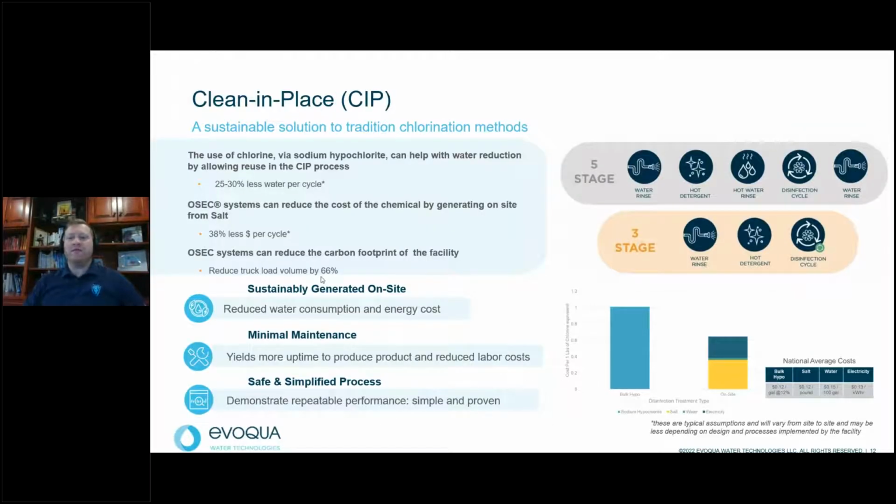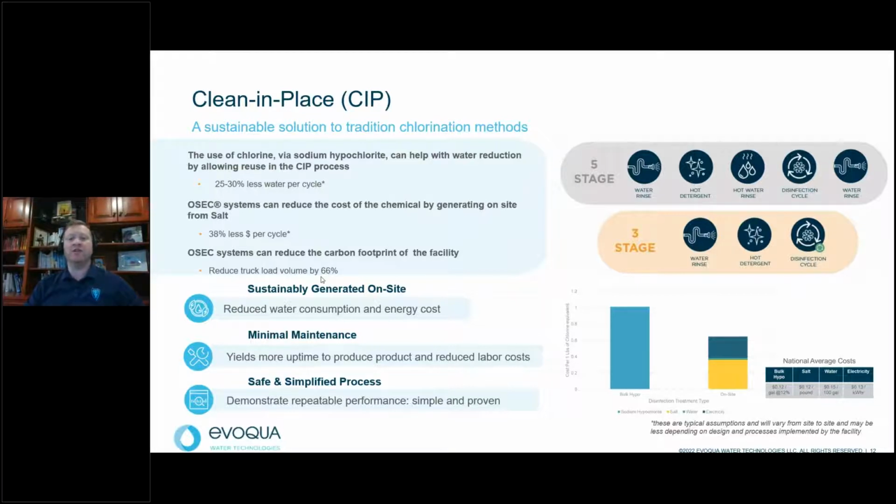So with chlorine-based disinfection methods like OSEC, you can start to provide a sustainable solution to reduce water consumption. Given the properties of chlorine, we have seen customers be able to reduce their water consumption by going to a 3-stage CIP instead of a traditional 5-stage approach. When using this 3-stage approach, you are able to reduce your annual water usage by 25% compared to a 5-stage sanitization approach, or about 30% compared to hot water sanitization. So with this, again, this may not be applicable to all facilities, but it's starting to show some of the innovation that facilities are taking with more traditional methods like chlorination.